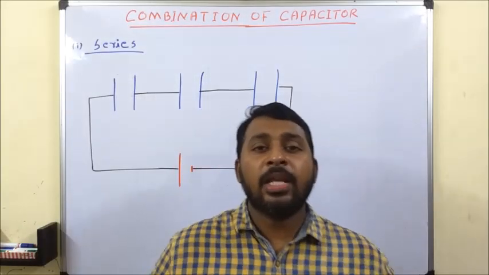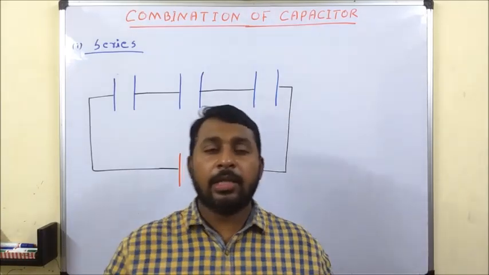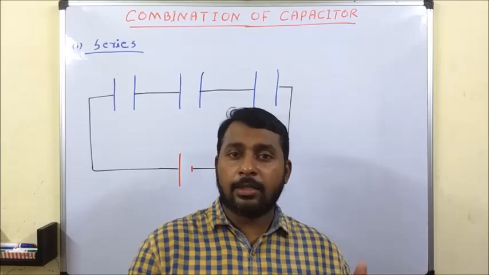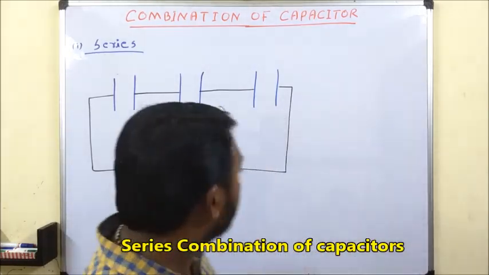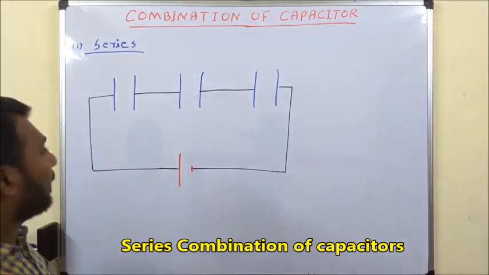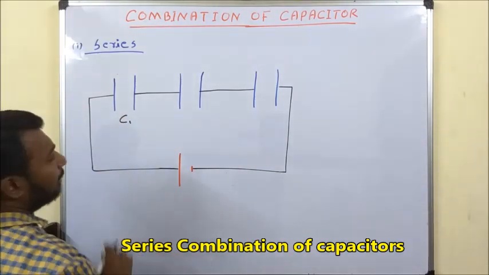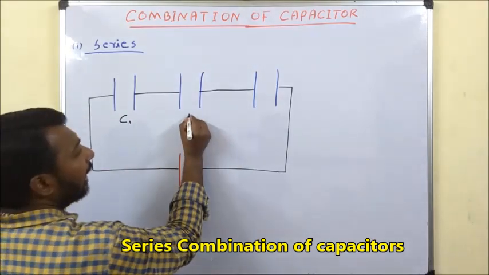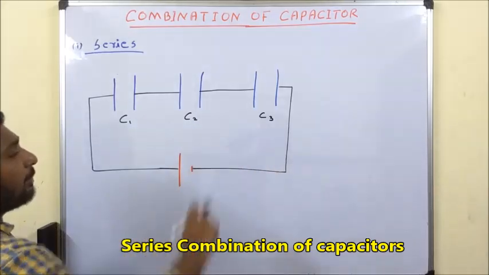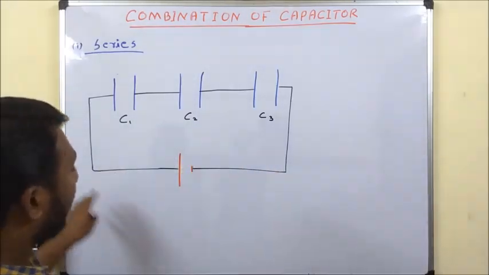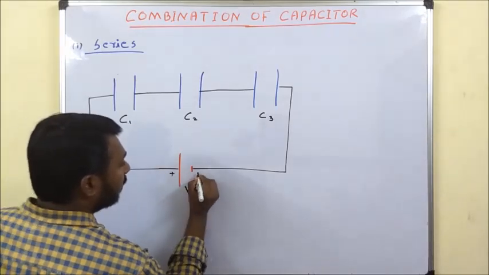Now, the combination of capacitors. Capacitors can be connected in an electronic circuit in series or parallel. So let's start with the series. Here we have three capacitors. This is the first one, with capacitance C1, this is C2, and this is C3. All these capacitors are connected to a cell of potential difference V, with positive and negative terminals.